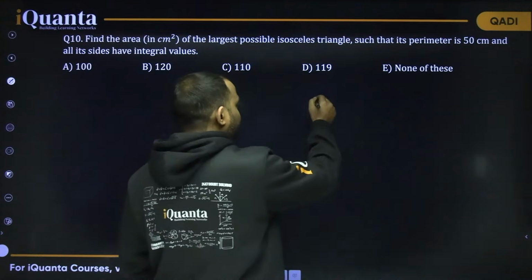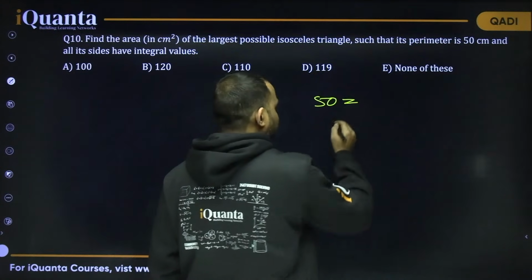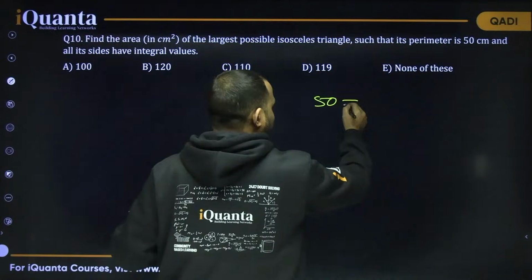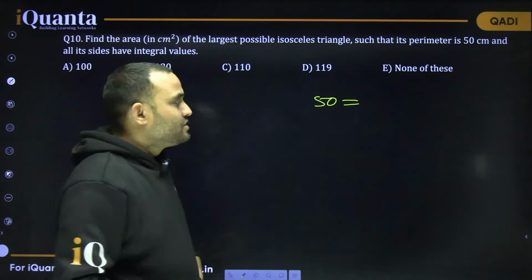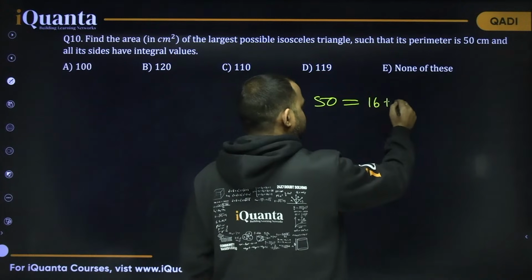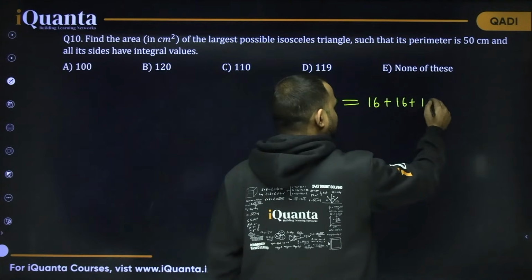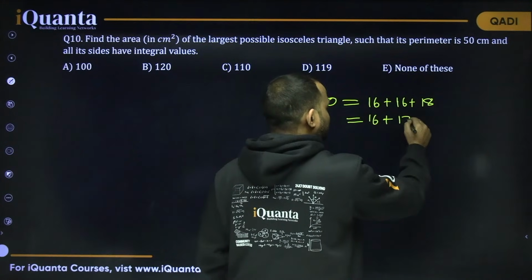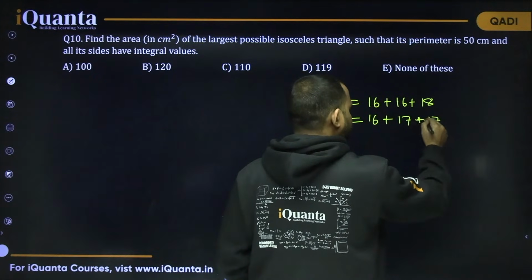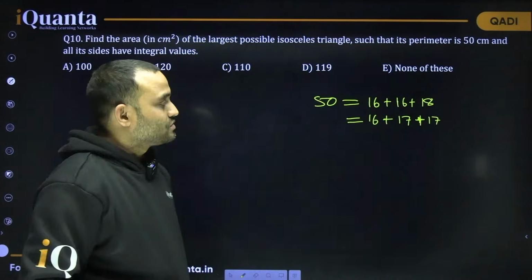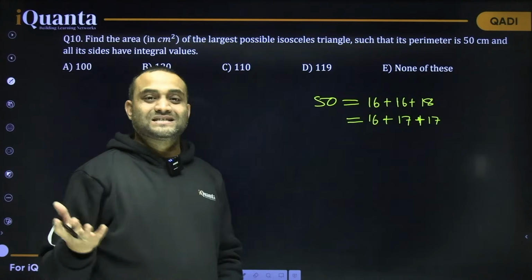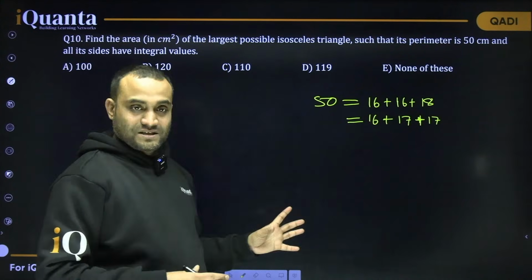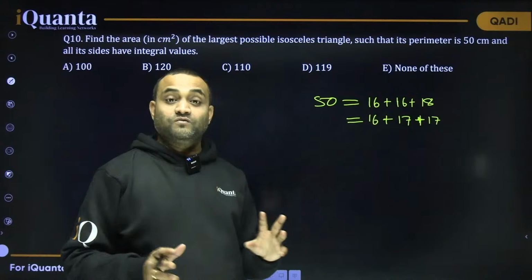So in case of 50, 50 by 3 is equal to 16. So we will try to keep our side lengths close to 16. So if I take two of these sides as 16, then I am getting 16 plus 16 plus 18. Or if I take one side only 16, then rest of them will be 17 plus 17. है ना? You cannot take 15 plus 16 plus 19. That will be further away. So in this case, either this one or this one will give us our answer, right?